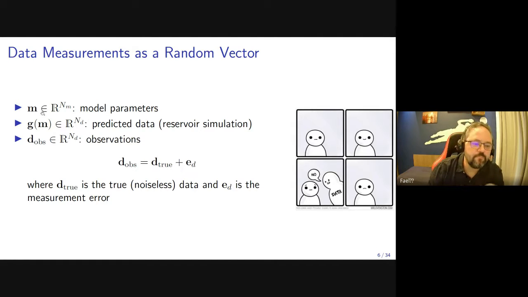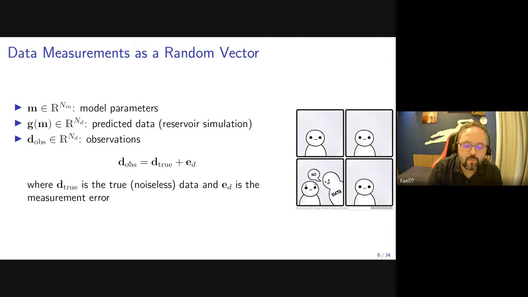So, beginning, I'm going to start introducing my notation. It's a very simple notation where I have M, which is a vector containing everything I don't know in my reservoir model. So it's a vector of model parameters. Then I have G of M, which is a nonlinear model. G of M is my vector of predicted data. It's the result of running a reservoir simulation. And d_obs is my vector of observations, which has the same dimension as my predictions. I'm going to compare predictions with data.